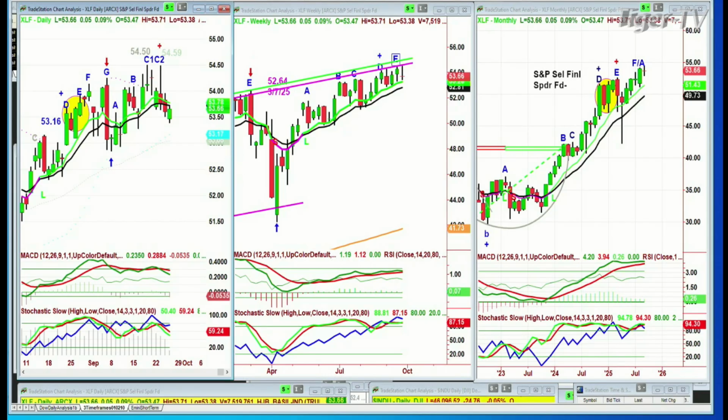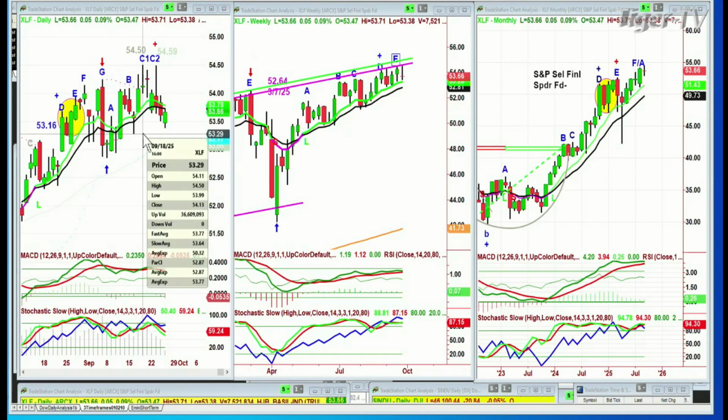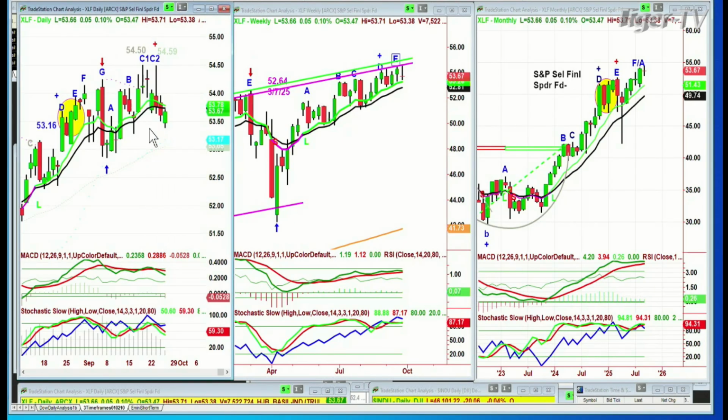Look at the XLF, double top at 54.50 on September the 18th. It pulls back, the 9-period moving average holds well, it pops up again. What does it do? It goes to 54.49, 1 penny lower. And that's like a peak C1 and a peak C2, acts like a peak D. So I'm watching this closely because in the next week, if the XLF closes under 52.20, it's at 53.65, I'd say 52, that's telling you that it's probably going to go lower.